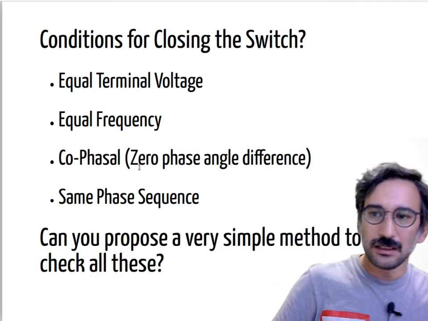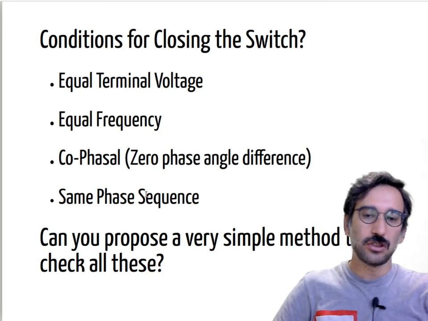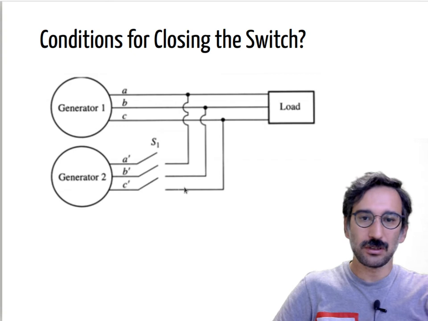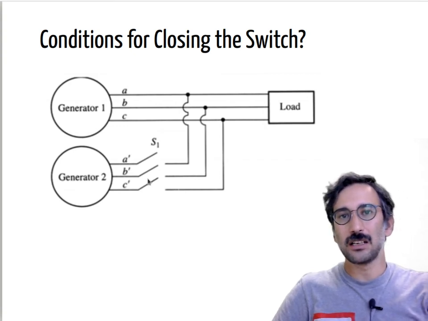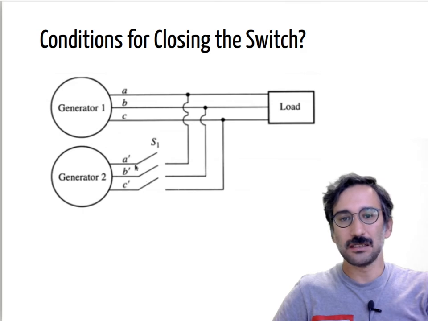So, can you propose a very simple method to check all these? We want to make sure that in any condition there is no voltage difference between these two terminals. Again, I will show a couple of videos. There are some sophisticated methods, but the simplest method would be to just connect a light bulb from here to here.